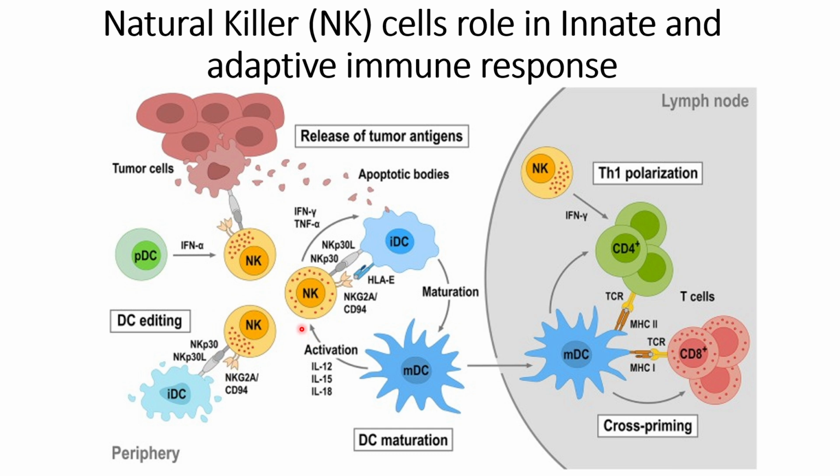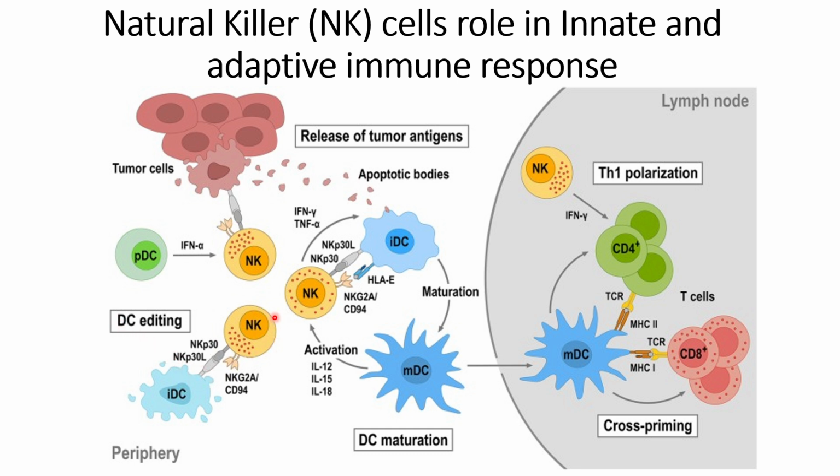helps both the adaptive immune response, that is NK cells, to act on the tumor cells. At the same time, these NK cells help in the maturation of these immature dendritic cells into mature dendritic cells. However, NK cells also control the maturation of the dendritic cells, that is, in the case where there is dendritic cell editing.